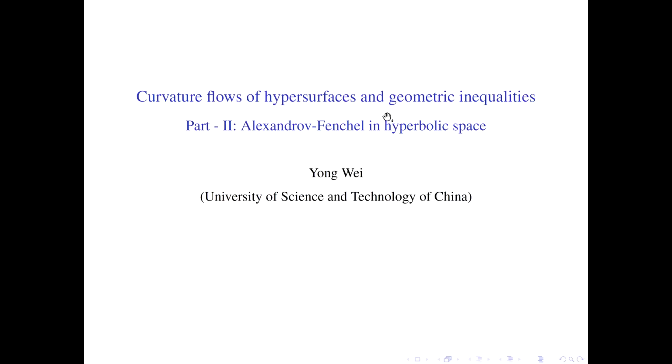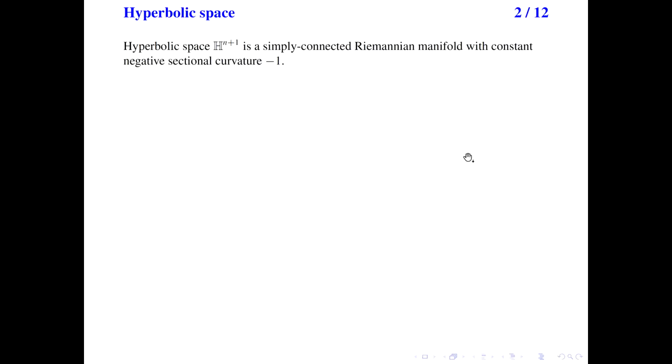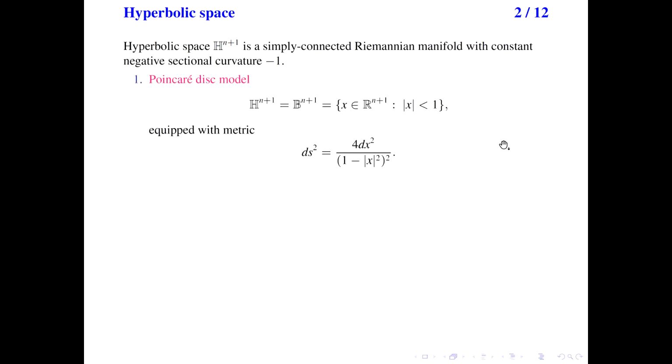This is part 2 of my talk. We discuss the Alexandrov-Fenchel inequalities in hyperbolic space. We know that hyperbolic space is a simply connected Riemannian manifold with constant negative sectional curvature -1. It has several models. The first one is the Poincare disk model.